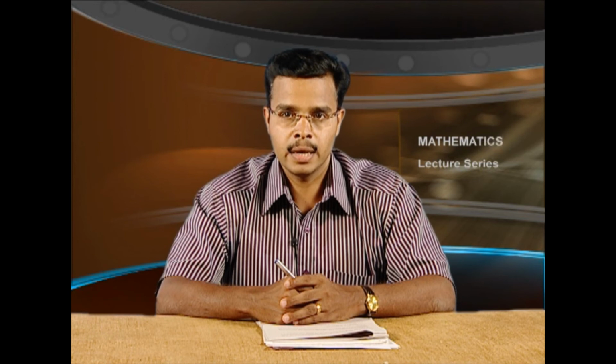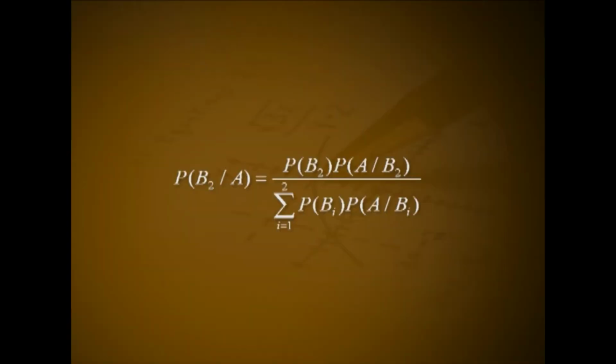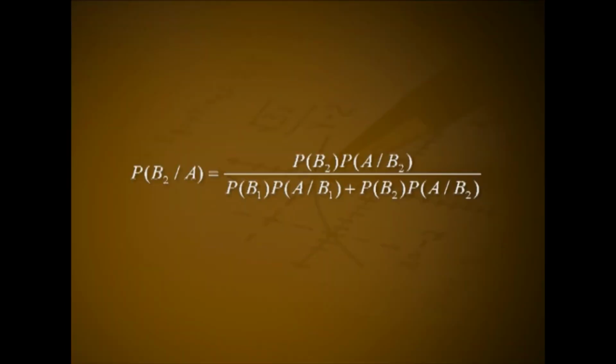It is given that the event A has happened. Hence, by Bayes' theorem, the probability that the selected box was the second box B2 is P of B2 given A, that is equal to P of B2 into P of A given B2 divided by sigma i from 1 to 2 P of Bi into P of A given Bi, that is P of B2 given A equal to P of B2 into P of A given B2 divided by P of B1 into P of A given B1 plus P of B2 into P of A given B2.